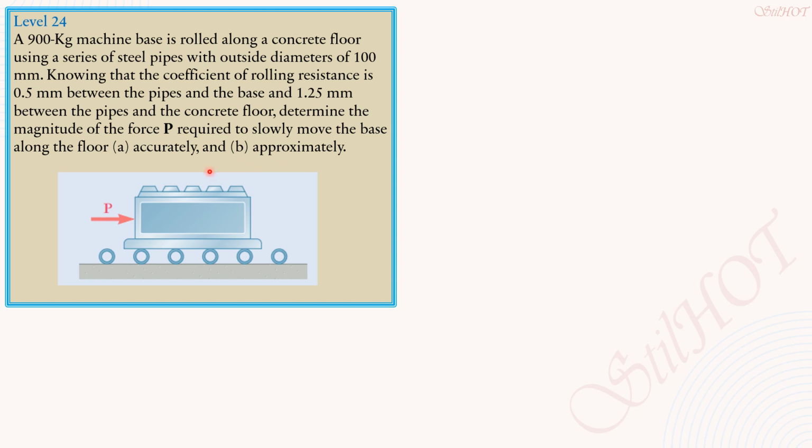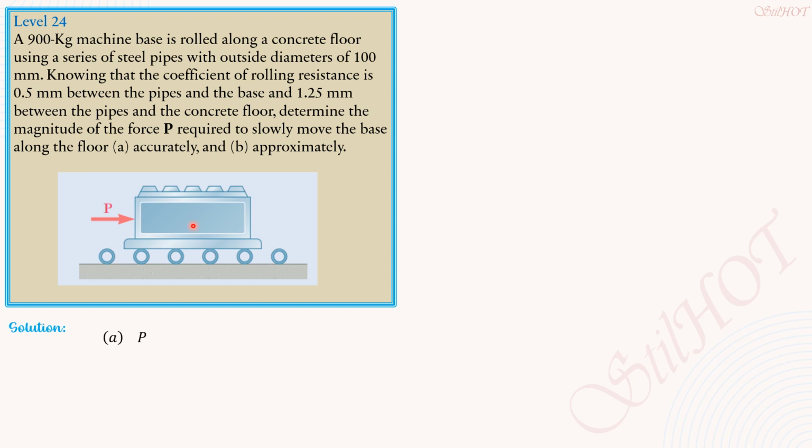So if you can recall from the level 23 problem, we derived an accurate formula for P required to slowly move the body along the floor, supported with wheels here. So the formula is W times quantity B sub A plus B sub B, all over R times quantity cosine of phi sub Ka plus cosine of phi sub Kb.